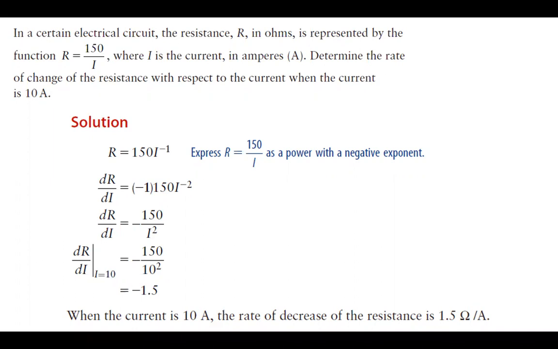Then dR/dI at I equals 10 equals -150 over 10 to the power of 2. That gives us -1.5. So that means when the current is 10 A, the rate of decrease of the resistance is 1.5 ohm per amp.